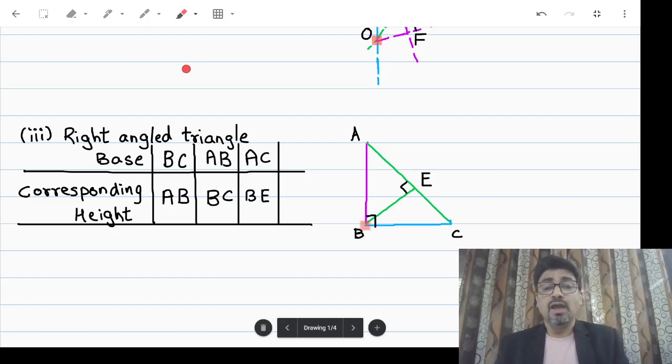Next, we will see how we find areas of different triangles using the basic formula half into base into height, and we will be taking ratio of areas of two triangles.